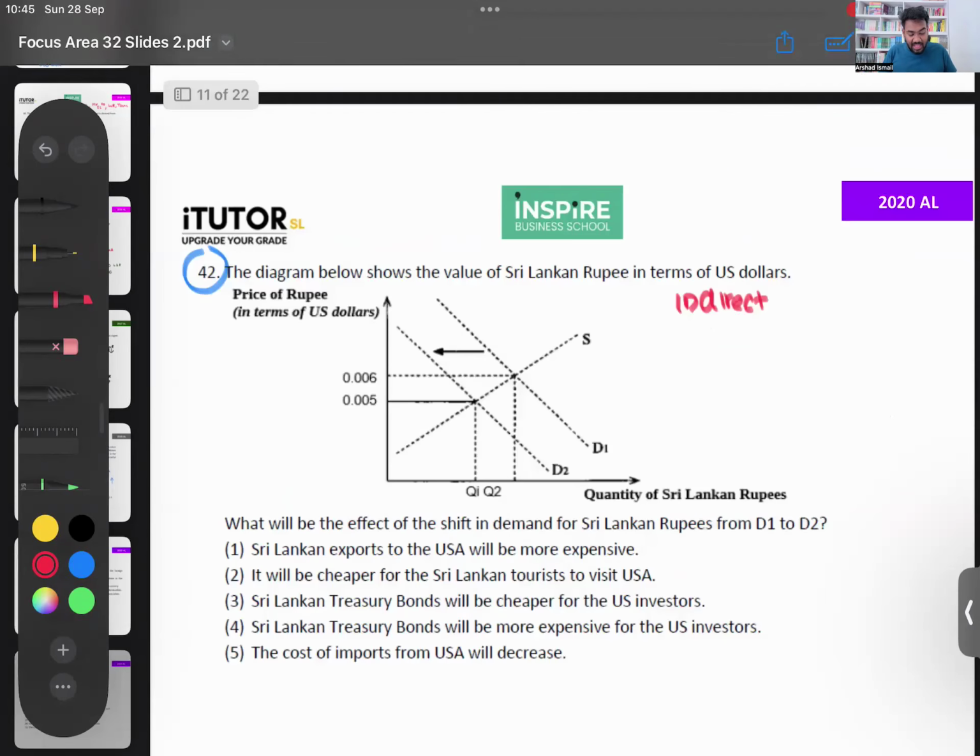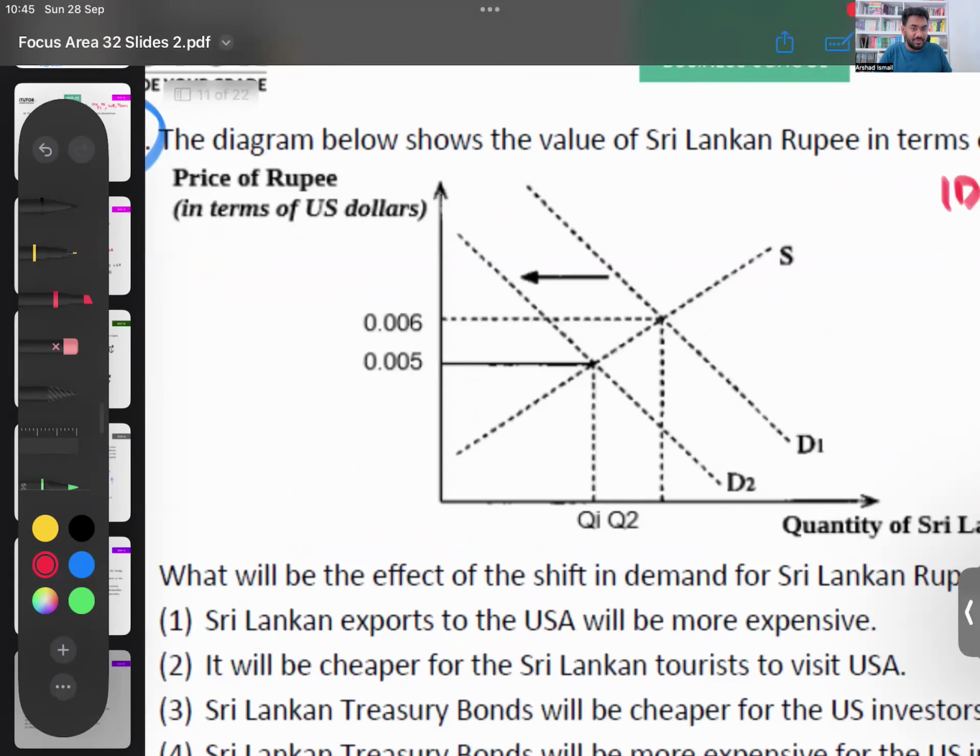Now tell me, has the Sri Lankan rupee appreciated or depreciated? Earlier, for a rupee, we got $0.006. Now, for a rupee, we are getting only 0.005. Is this an appreciation or a depreciation of the LKR? This is a depreciation of the LKR. I have taught you all how to read this. So the Sri Lankan rupee has depreciated. Earlier for a rupee we got $0.006, now only $0.005. So our currency has lost value.